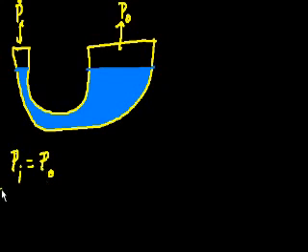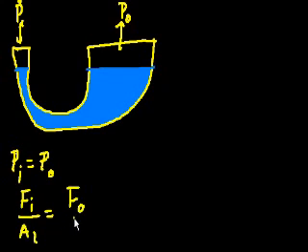We know that the pressure in is equal to the pressure out, right? And pressure is just force divided by area. So the force in divided by the area in is equal to the force out divided by the area out. Let me give you an example.